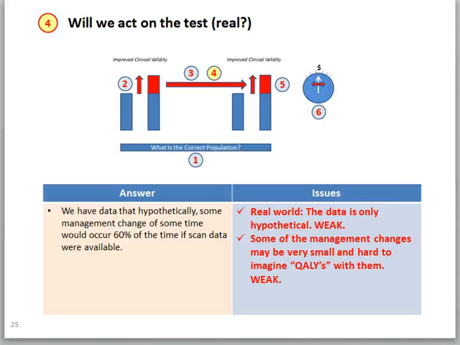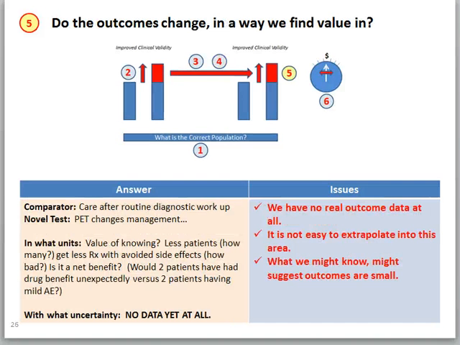If you don't know the impact, then it's hard to assess the risk-benefit. Do the outcomes change in a way we find value in? The comparator would be the care after routine clinical diagnostic workup. The new group would be how PET changed management, and you'd say, in what units have the patients become better off? Is it the value of knowing? Is it less patients that have a prescription that would have had side effects? Is it some other net benefit?